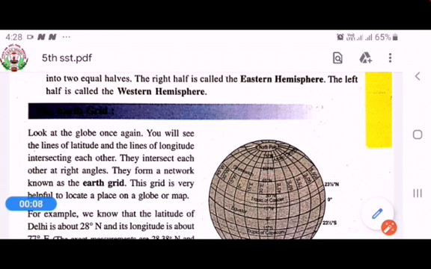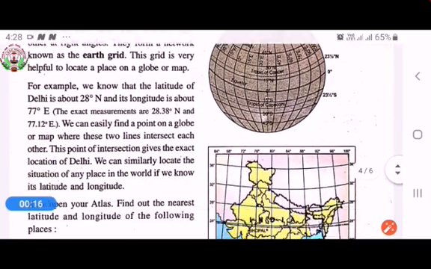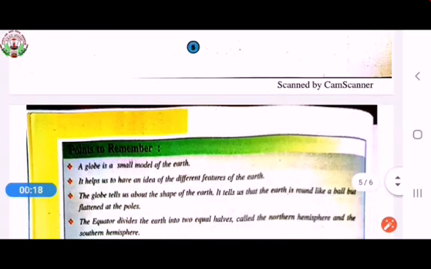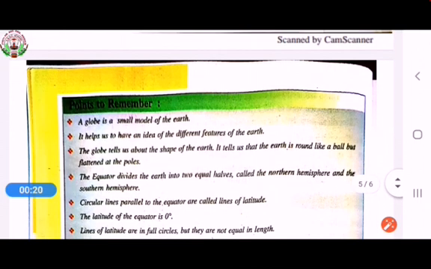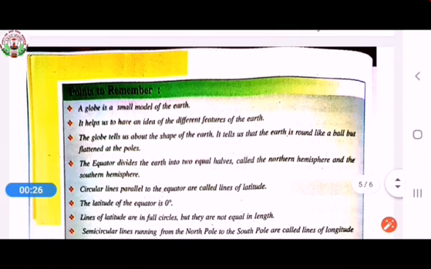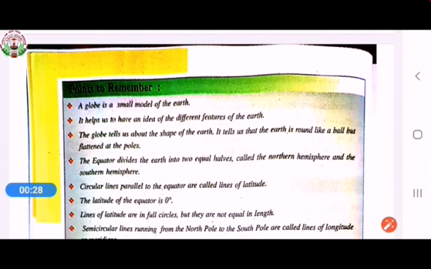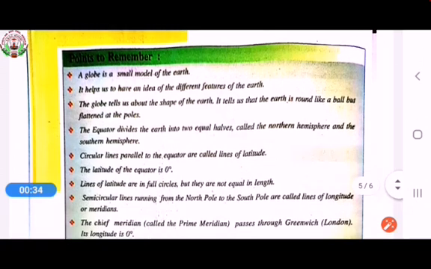Now students, let us summarize what we have learned in this chapter. Now we know what is the globe, the axis of the earth. First we know a globe is a model of the earth. It helps us to have an idea of the different features of the earth. The globe tells us about the shape of the earth. It tells us that earth is round like a ball but flattened at the poles.